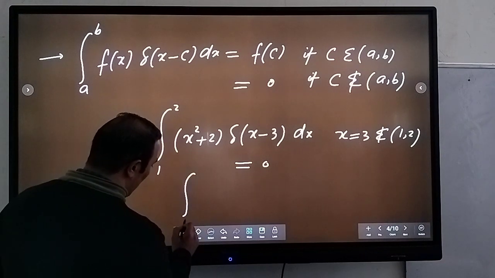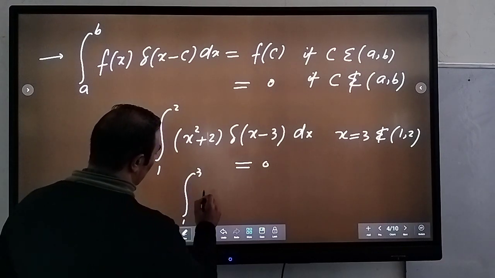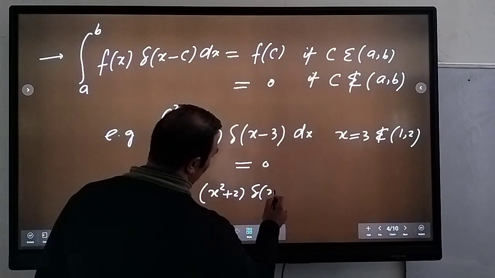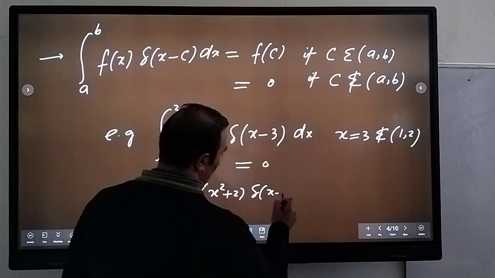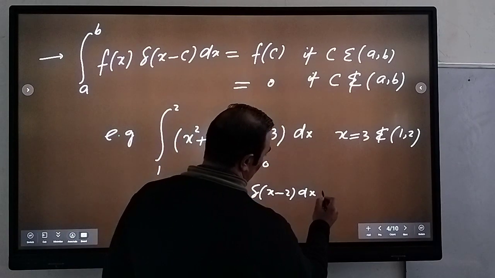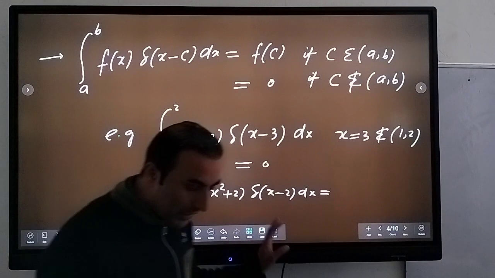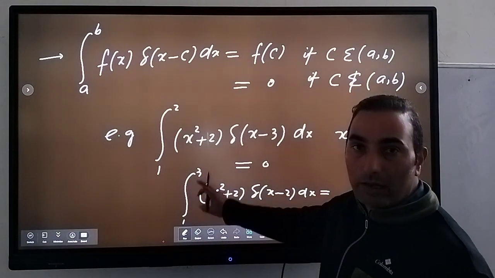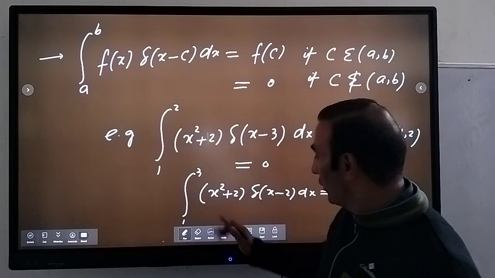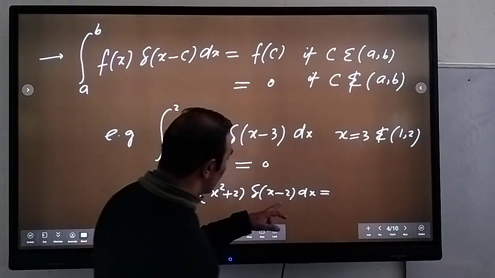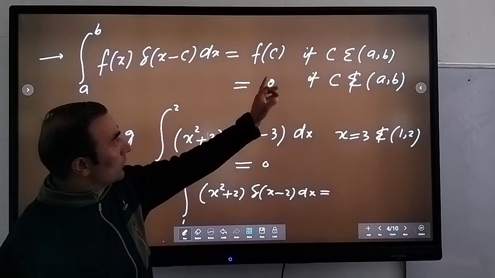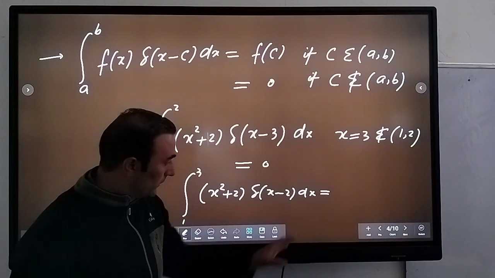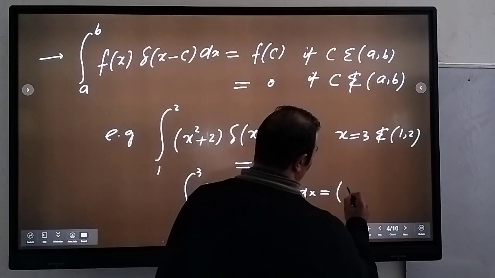Or instead of that, if we have some 1 to 3 x square plus 2 delta of x minus, so it has some value, because now our c is here 2. But that c, जो हमारा c है वो यहाँ पे lie होता है in between those limits 1 and 3. So that means जो इसका value होगा, instead of that, because its value is equal to f of c, but c is our 2, because x equal to 2, it has maximum value at that point. So that means this will be equal to that x square.